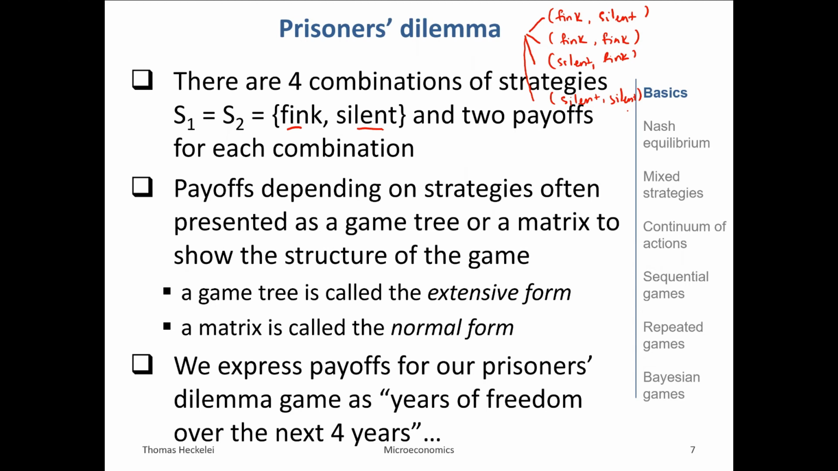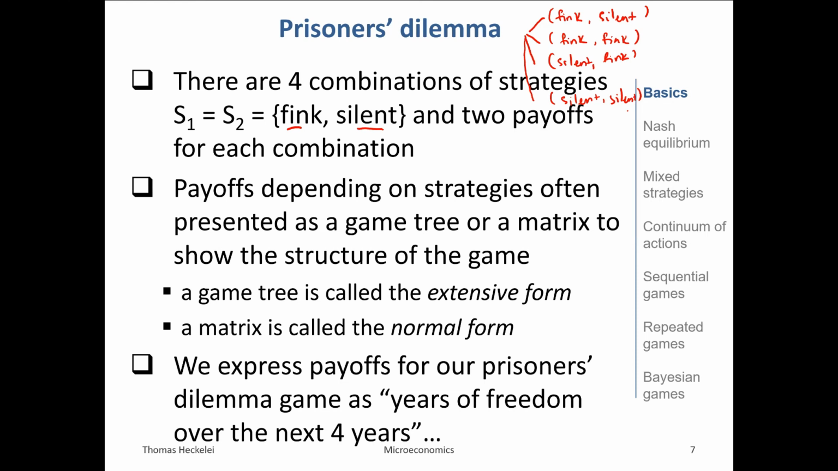To summarize the structure of the game. Normally, if it's presented in the form of a decision tree, then we call it extensive form. If we put the payoff in the matrix, it's called normal form. We will see both of these forms in the next slide.